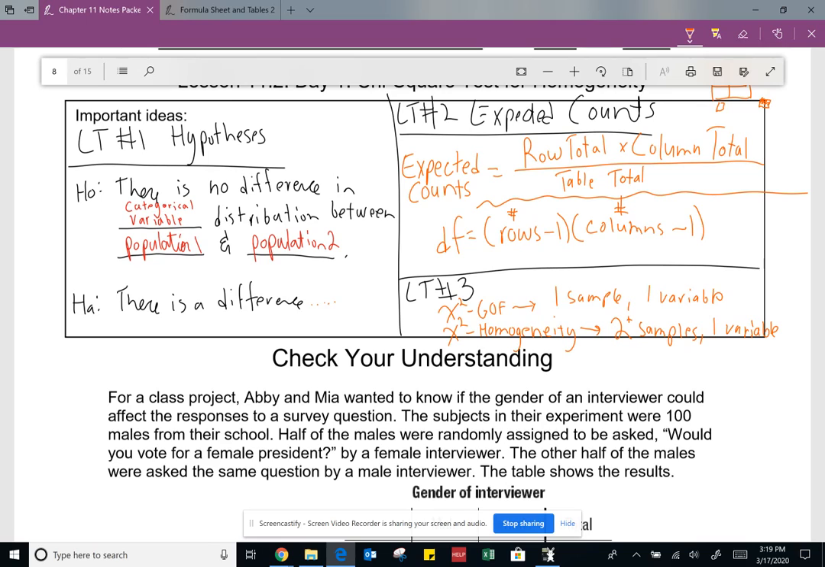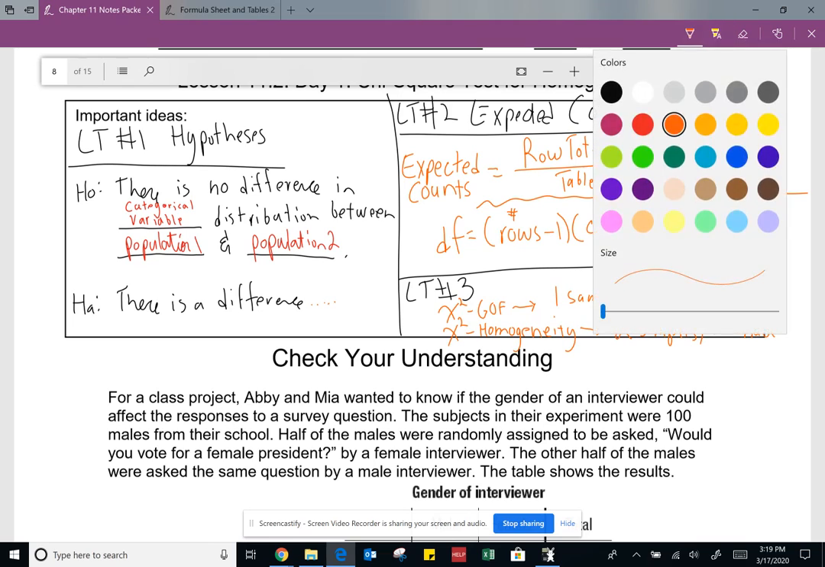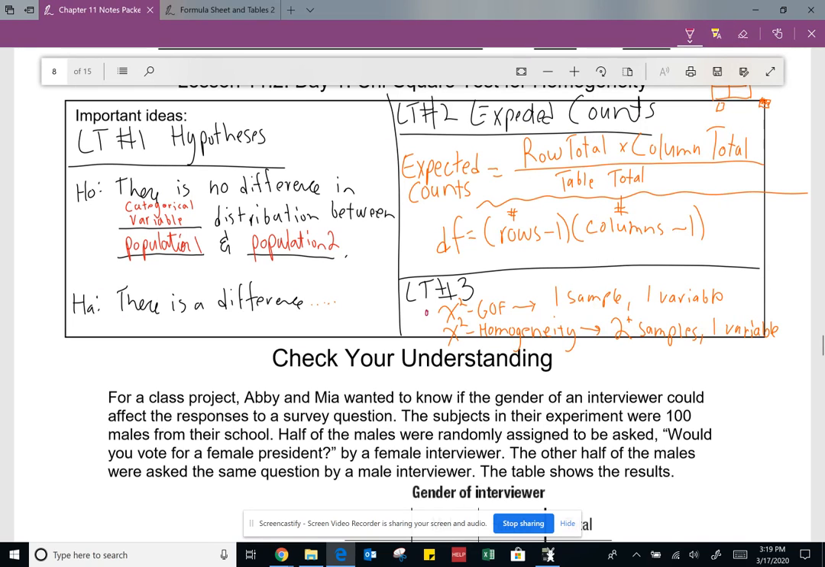And the third learning target is trying to differentiate between the two, because you run these tests the exact same. It's just identifying the correct one can be a little tricky for students. And here's hopefully something that helps you spot them a little better. Goodness of fit would be one sample, one variable. Chi-squared homogeneity would be 2 plus samples. So you could have Haribo, Mehir, Target brand, Vaughn's brand, etc. And then you only have one variable, color.